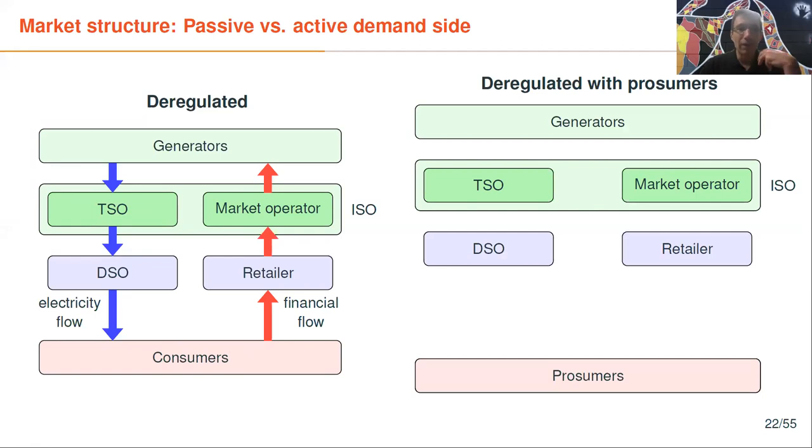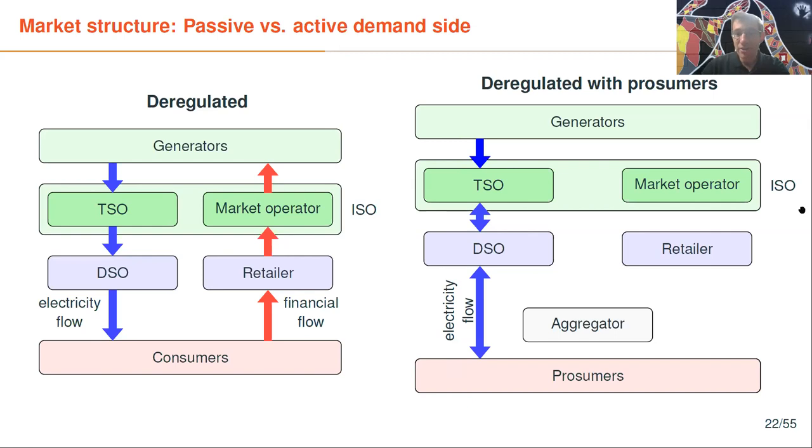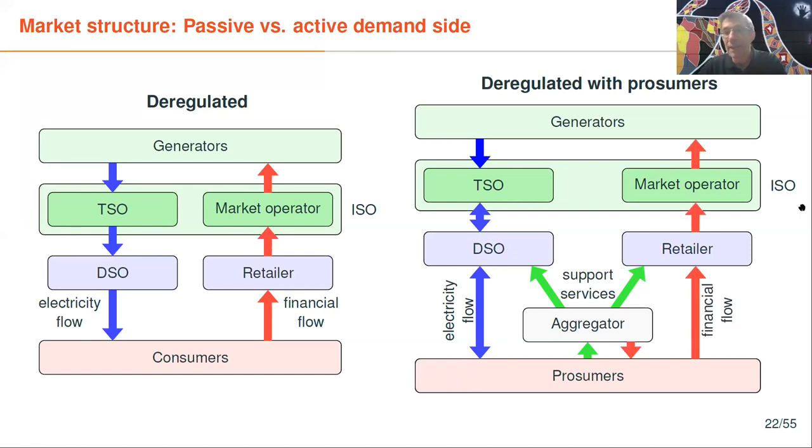Now, when customers become active participants in the system, so they become prosumers, this changes. Customers can still buy electricity from the generator, so the power flow is downstream, but they can also sell electricity or send electricity into the grid. So this power flow becomes two-way. The retailer is still there as before, but on top of that, you also have an aggregator that can sell services either to the distribution system operator or to the wholesale market. And in principle, the retailer and the aggregator can be one company. So this is still early days. This sector is far from mature yet.